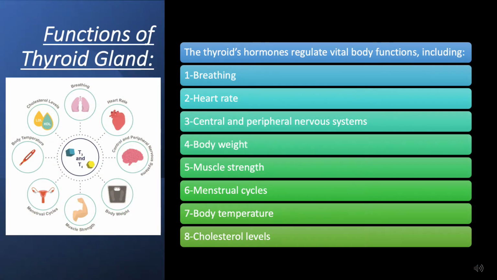Functions of the thyroid gland. The thyroid's hormones regulate vital body functions, including breathing, heart rate, central and peripheral nervous systems, body weight, muscle strength, menstrual cycles, body temperature, and cholesterol levels, as shown in the diagram as well.